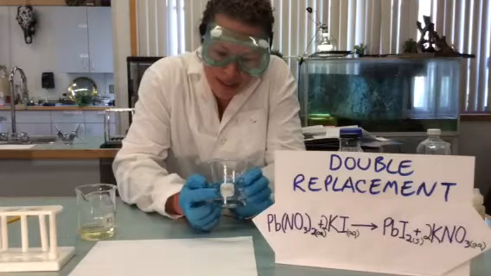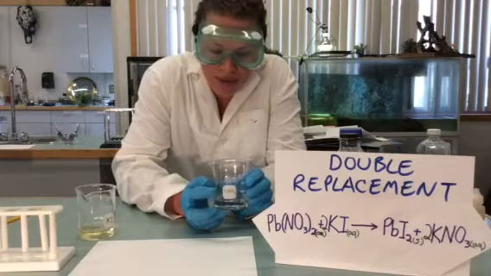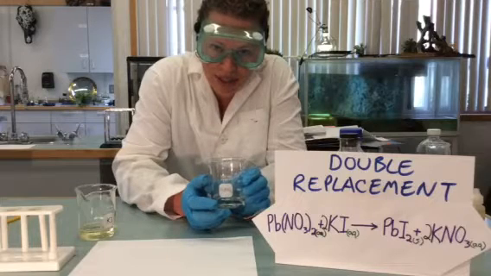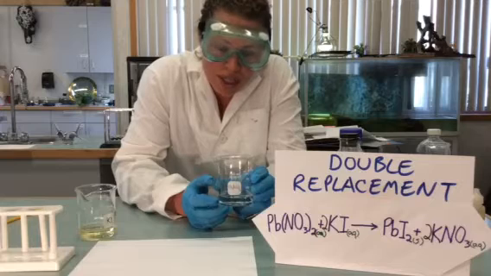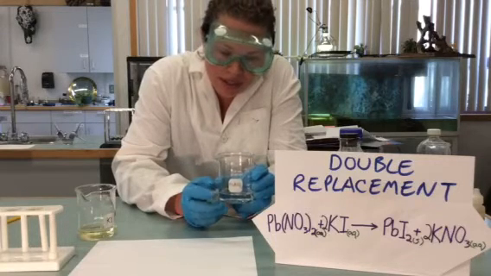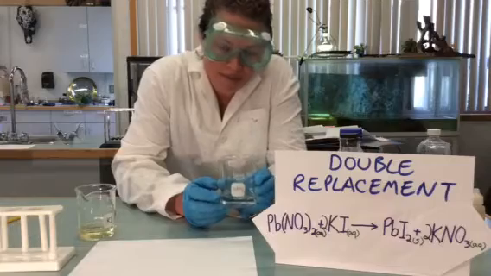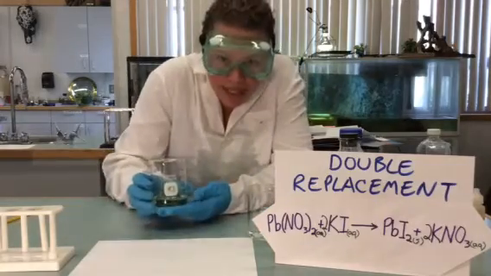So I've got lead, which is the metal, and nitrate, which is a nonmetal. So a positive ion and a negative ion. These guys are in aqueous, which means that they're in solution. There's little lead ions floating around in here, and there's little nitrate ions floating around in here. We're going to mix them with potassium iodide.